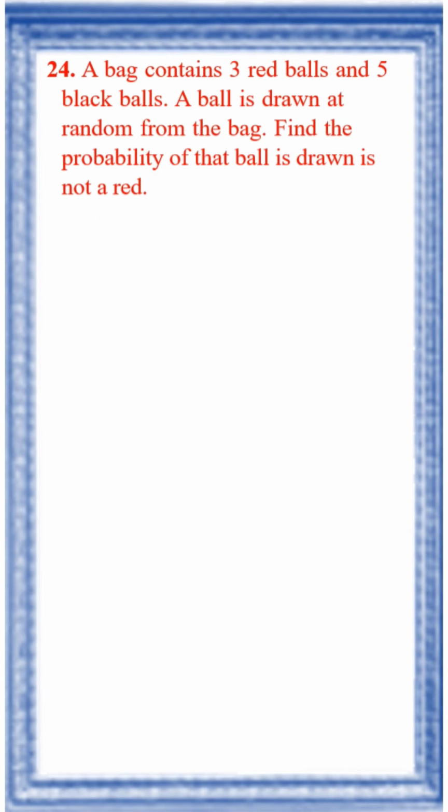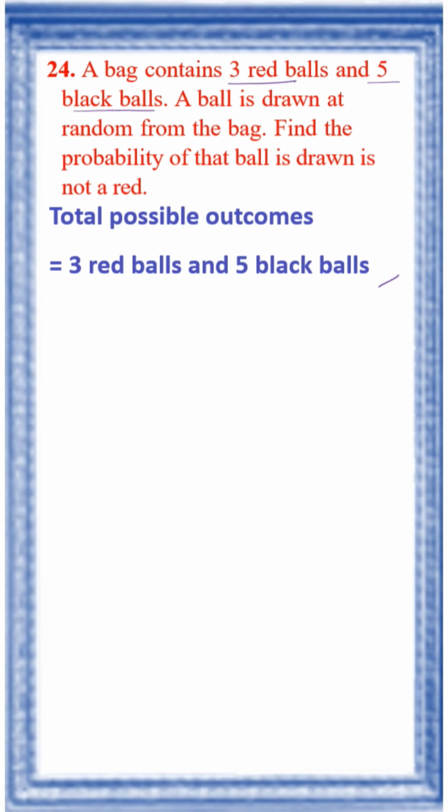24th question. A bag contains 3 red balls and 5 black balls. A ball is drawn at random from the bag. Find the probability that the ball drawn is not a red. Okay, total possible outcomes. 3 red balls and 5 black balls. Total number of S is 3 plus 5, that is 8.